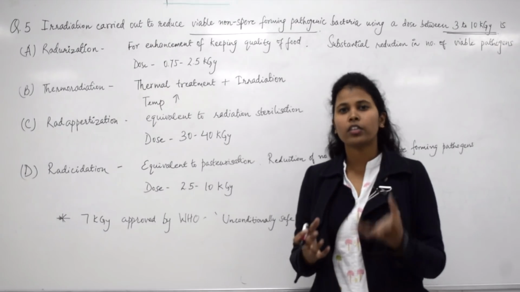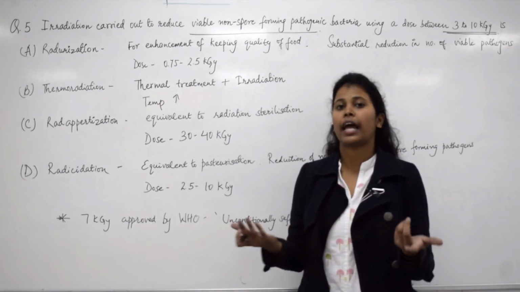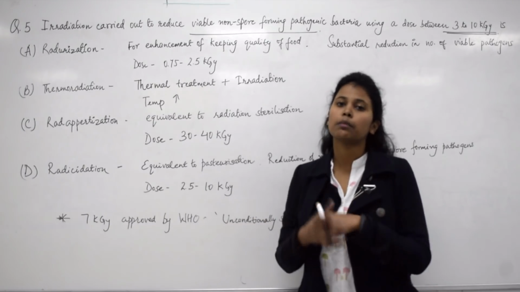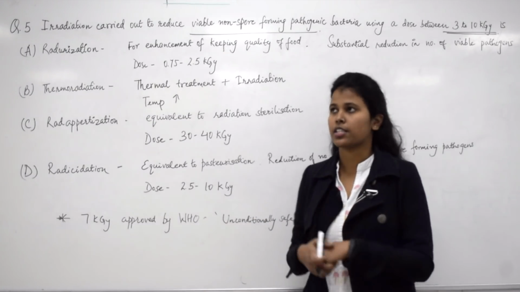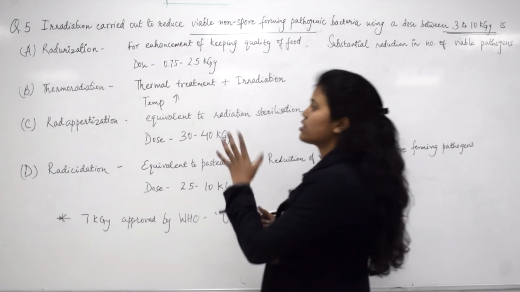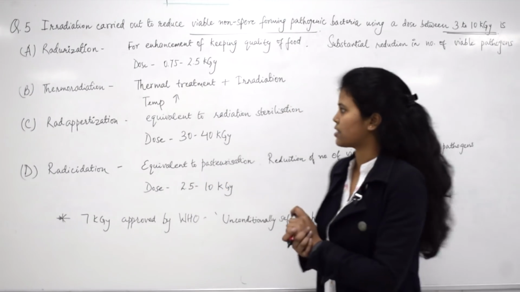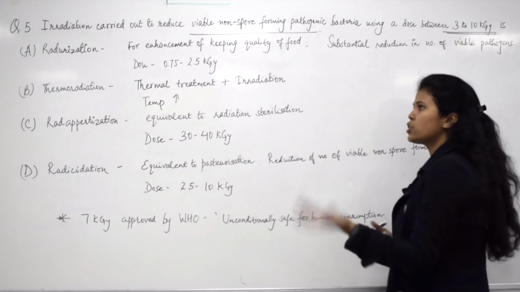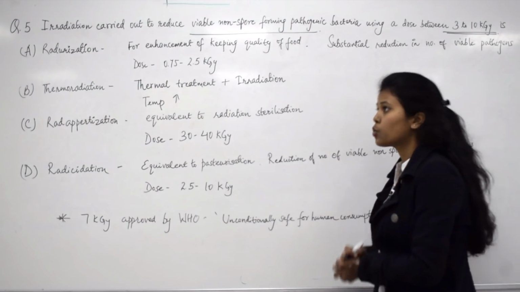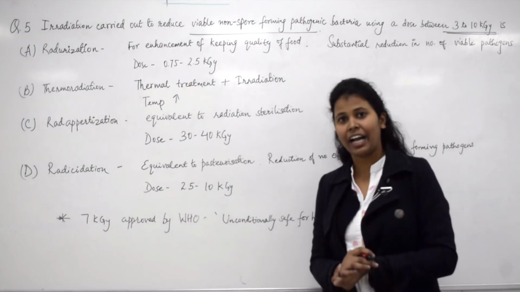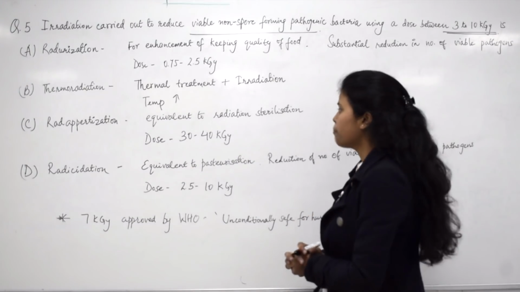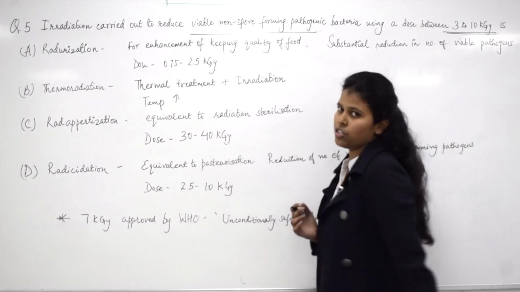So we all know about the term appertization that is being used in the canning industry. The term denotes commercial sterility or the sterilization process. So here also radiation sterilization is being done in radappertization. This process is equivalent to any sterilization process, and the dosage used for the irradiation is very high as sterilization has to be done. 30 to 40 kilogray is the dosage that is used.